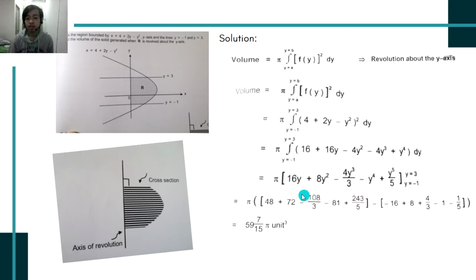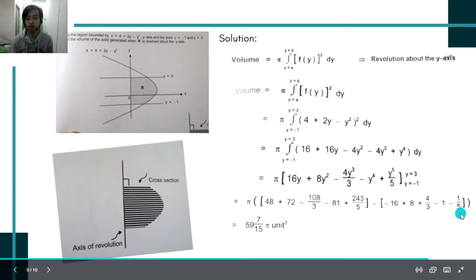bracket 16 times negative 1, negative 16, plus 8 times negative 1 to the power of 2, 8, minus 4 times negative 1 to the power of 3 over 3, we'll get 4 over 3, minus negative 1 to the power of 4 is 1, and plus negative 1 to the power of 5 over 5, we'll get negative 1 over 5. So we can just calculate this using our calculator, and we'll get our final answer, which is 59 7 over 15 pi unit cube.